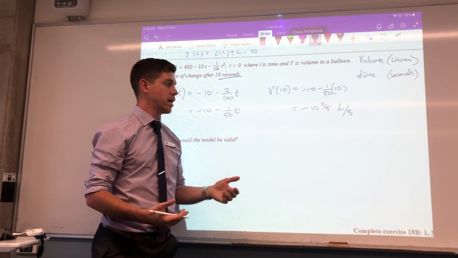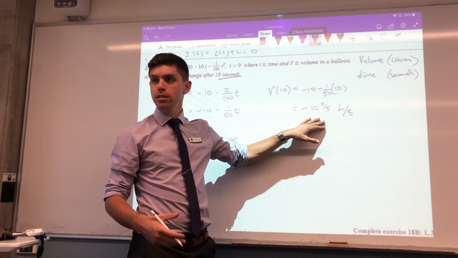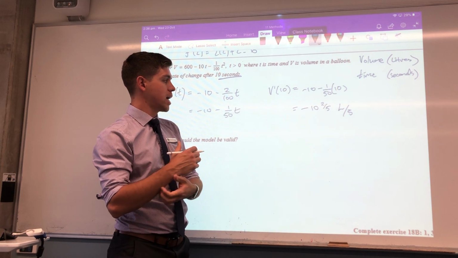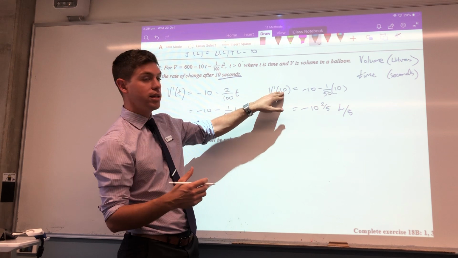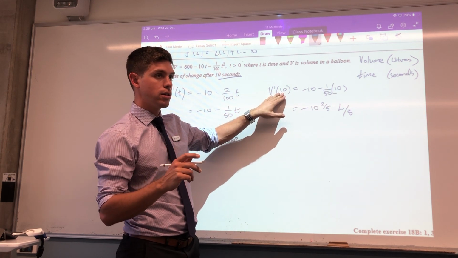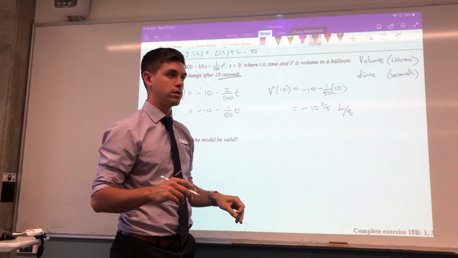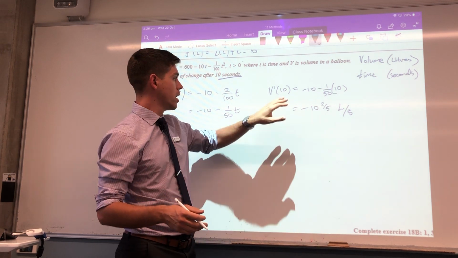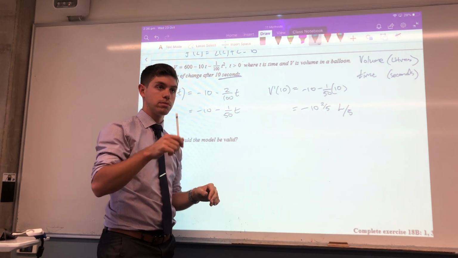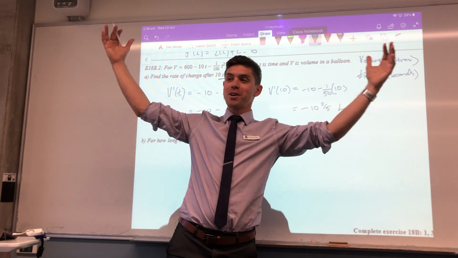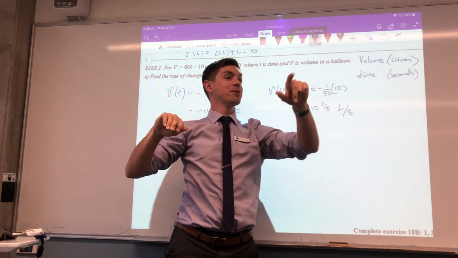So what that actually means is that at 10 seconds, the balloon is losing 10 and 2/5 litres per second. That's how much is shooting out of the balloon at that particular point in time. Big balloon, a huge balloon. Maybe it wasn't litres, or maybe we're talking about a hot air balloon.